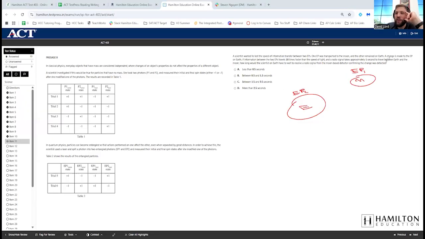The other remained on Earth. A change is made to the EP on Earth, like what happened in this trial. So one of them changed. And so it could have been this was +1, this was -1, but then they changed it to -1, and then that would change to +1.